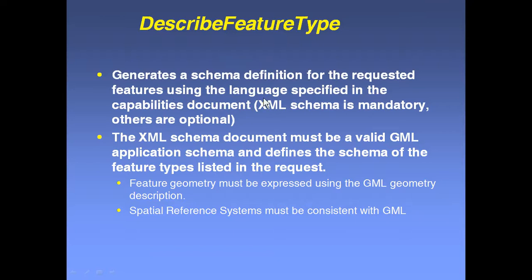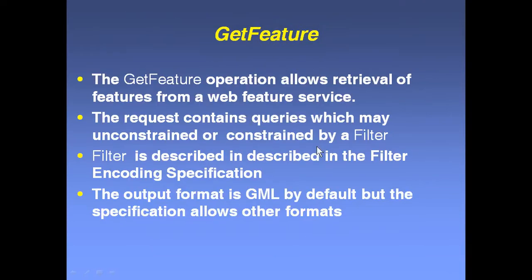So what is DescribeFeatureType? It generates a schema definition for the requested features using the language specified in the capabilities document, that is XML Schema, which is mandatory, others are optional. The XML schema document must be a valid GML application schema and defines the schema of the feature type listed in the request. So feature geometry must be expressed using GML geometry description, and the SRS, that is spatial reference system, must be consistent with the GML.